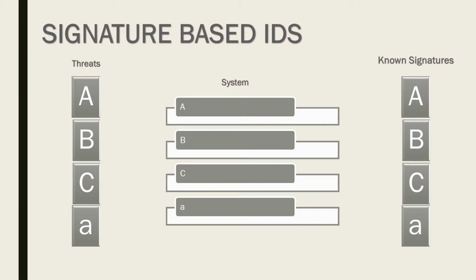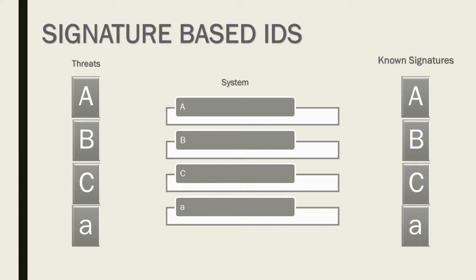Now let's consider an example. Consider there are some threats, there is a system, and there are some known signatures. In the beginning, A enters as a threat. The system checks whether that A is known to us or not from the signatures. If it's not known, the system will place A into the signatures. The same will repeat for B and C.